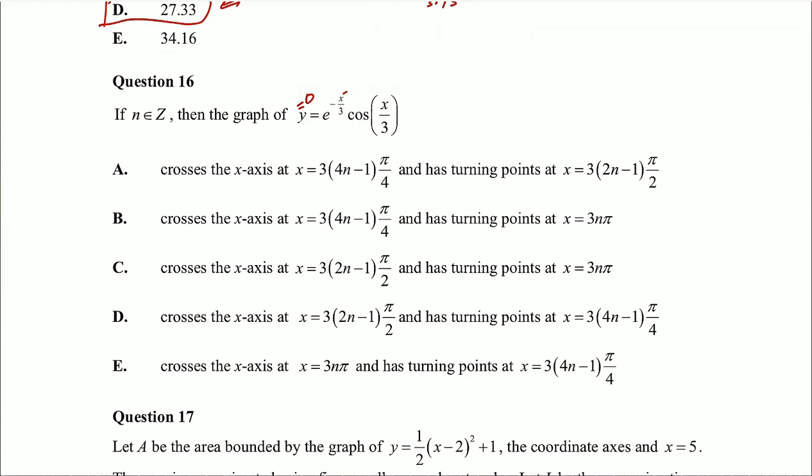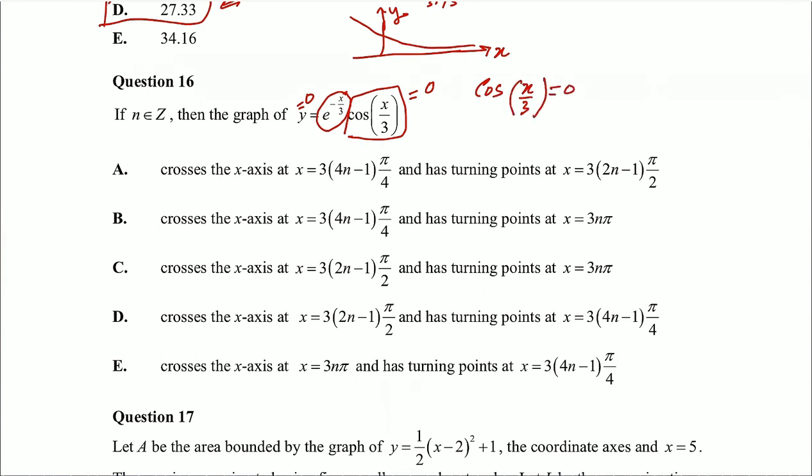Also you can see that the y equals 0 line is not going to be crossed by this, right? Why? Because it would be an asymptote like this, right? Look at the intellectual heaviness here. Then the only condition which gives this is cos of this one equal to 0. So now cos(x/3) is equal to 0, right? And then you have to find this.